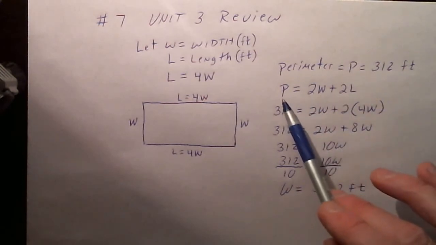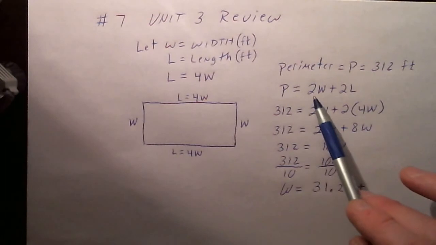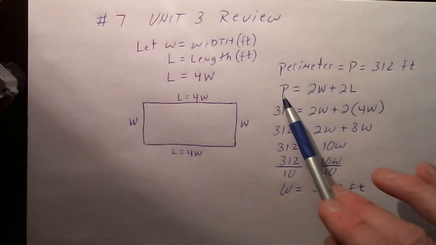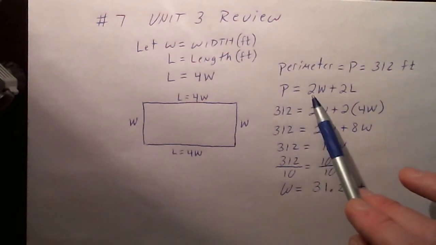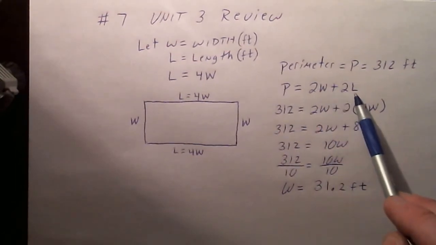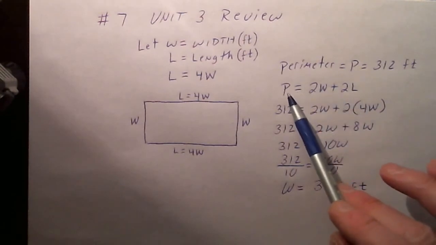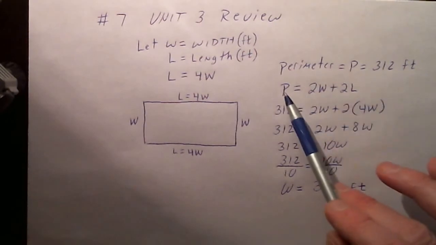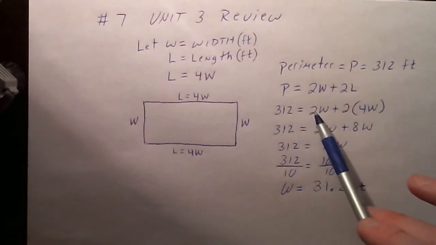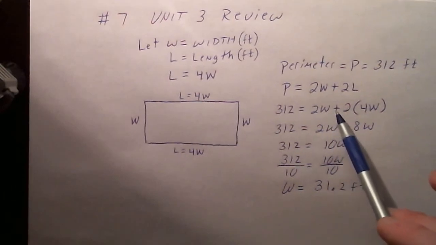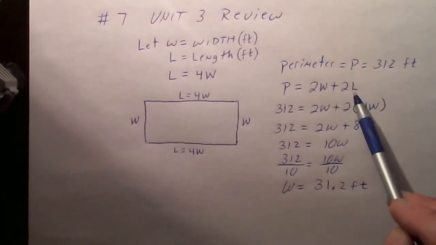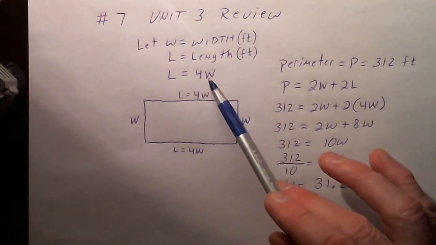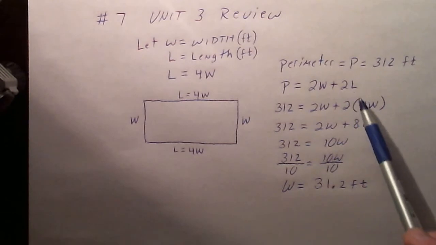How do you in general find the perimeter of a rectangle? Well, it's basically the sum of all the lengths of sides around the rectangle. In general, perimeter of any rectangle is always twice its width added to twice its length. So for the perimeter, we can substitute 312 feet because that's the amount of fence we have to work with. So P is replaced with 312, which is equal to 2 times the width plus 2 times the length. But another name for the length is 4 times the width. So 4 times the width is substituted in place of the length L.